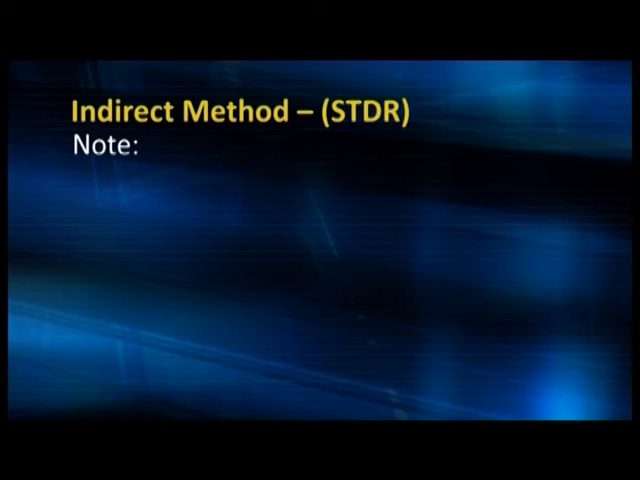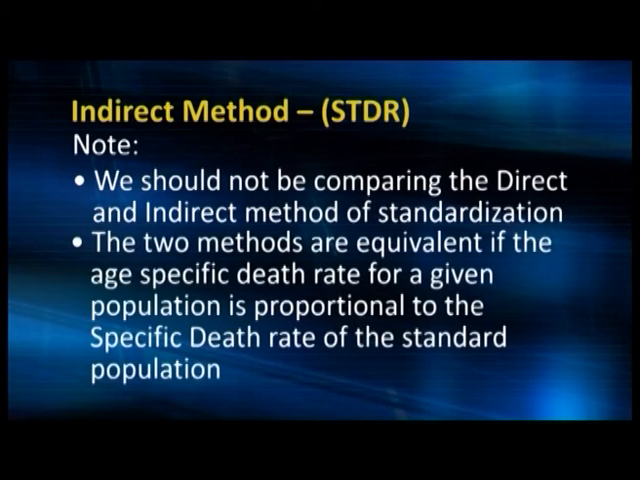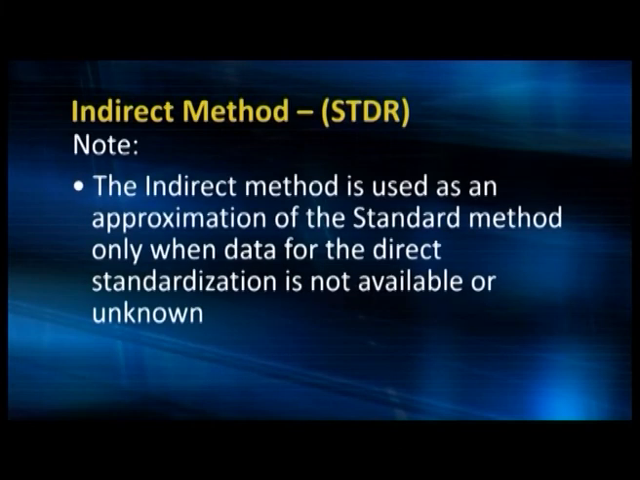The points to be noted are, we should not be comparing the direct and indirect methods of standardization. The two methods are equivalent if the age-specific death rate for a given population is proportional to the specific death rate of the standard population. The indirect method is used as an approximation of the standard method only when data for the direct standardization is not available or unknown.